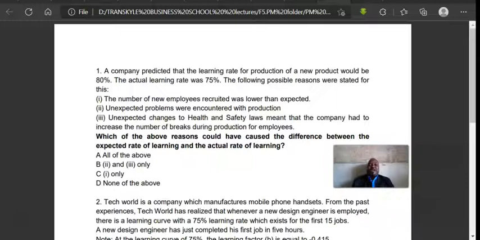What about number 2? Unexpected problems were encountered with production. Do you think that one is a reason why we are having a lower learning rate? Obviously, that's not a reason, because if we had encountered problems during production, then it simply means that our learning rate was going to be higher. I told you that if the learning rate is higher, it simply means that our efficiency is low.